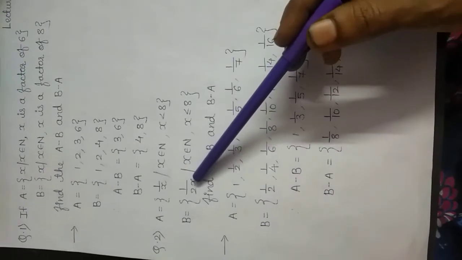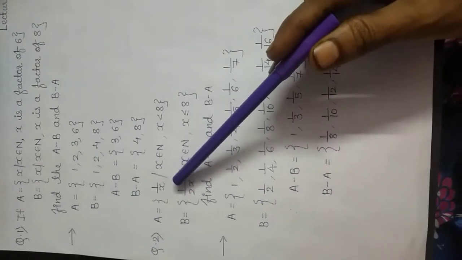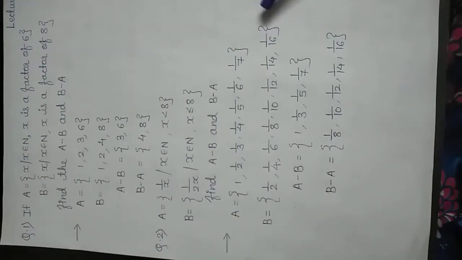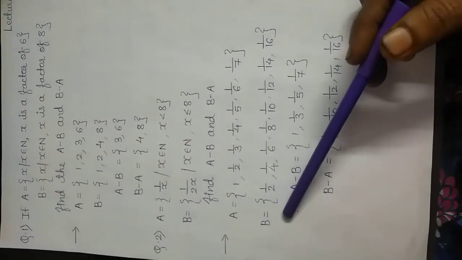When x is equal to 2, we will get 1 by 4, and so on. Finally, for x is equal to 8, we will get 1 by 16. So these are nothing but the elements of set B.